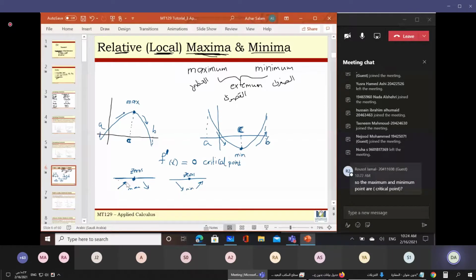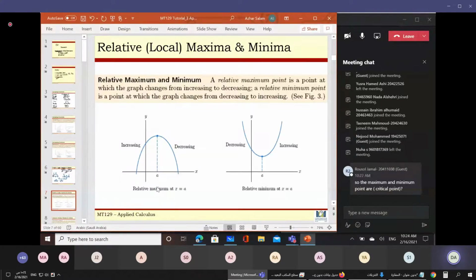If it's increasing from the left and decreasing from the right, then this zero is a maximum. If it's decreasing from the left and increasing from the right, then this zero is a minimum. Okay? This is only the main definition. We will take the details later.